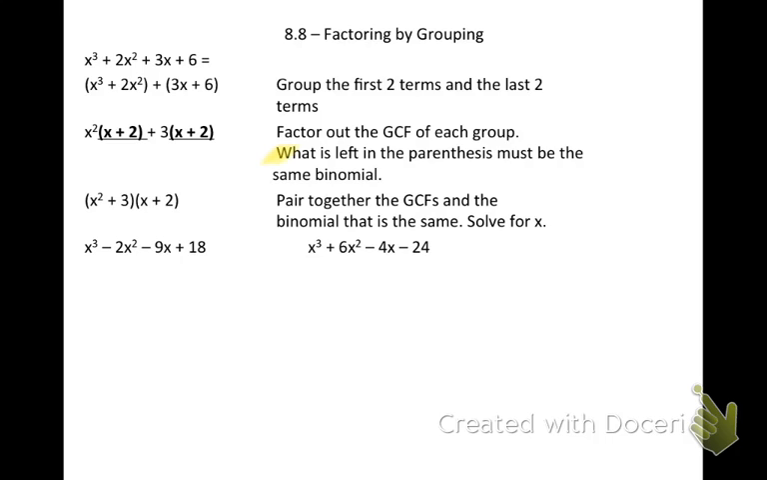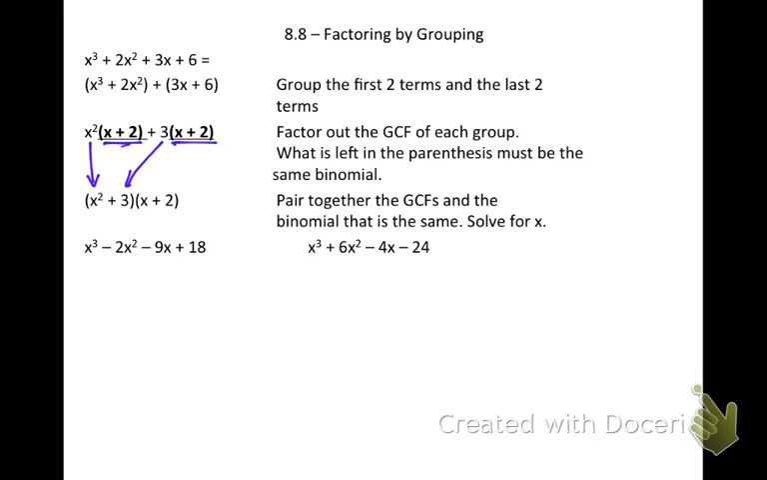What's left in the parentheses, and this is the most important part, must be the same. I've got x plus 2 and x plus 2. They're the same thing left in the parentheses, and so I know I did it correctly. So then from here, once I know that I have the same thing in both these parentheses, I can write this in 2 different parentheses, just like we've done in the past.